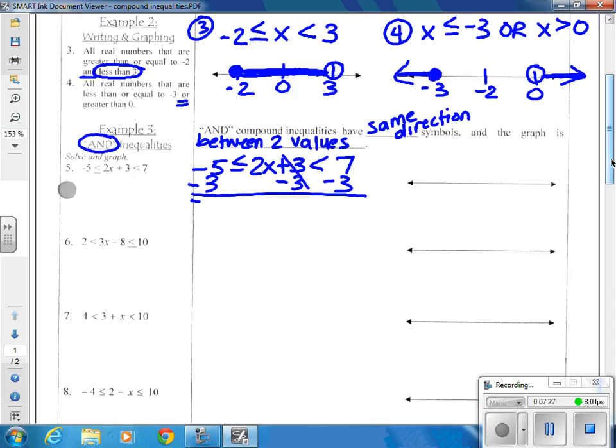-5 minus 3 is -8, less than or equal to 2x, which is less than 4. Okay, in order to get the 2 to go away from the x, I need to divide everybody by 2 on the middle, the left, and the right. And when I get done with this, I'm going to have my final answer.